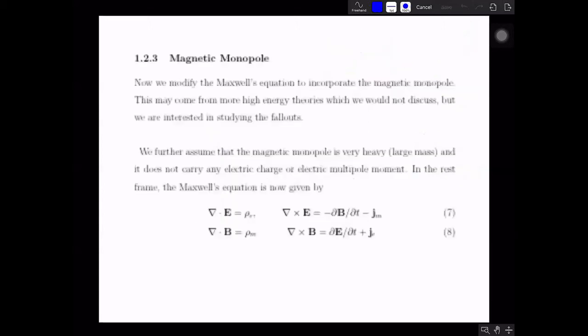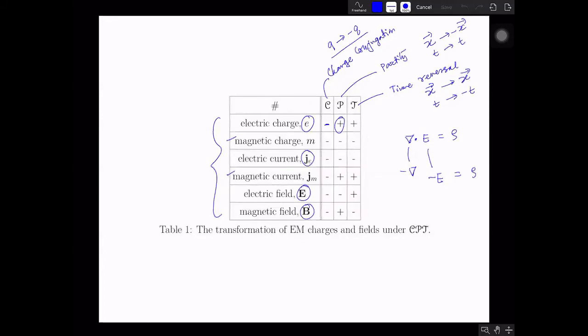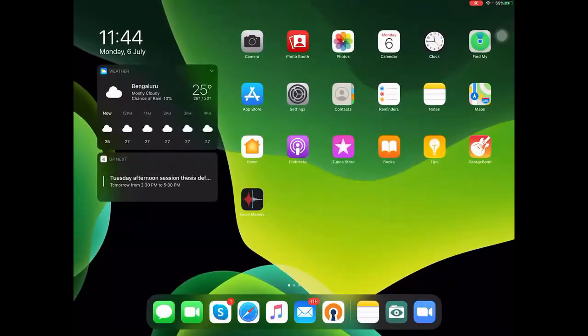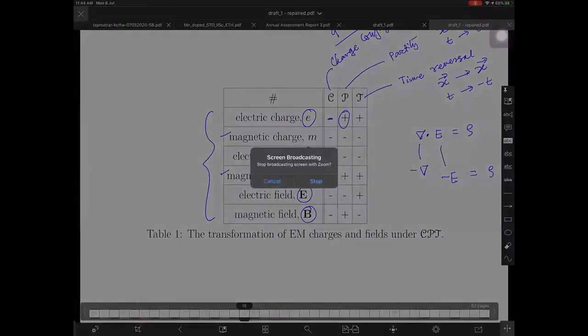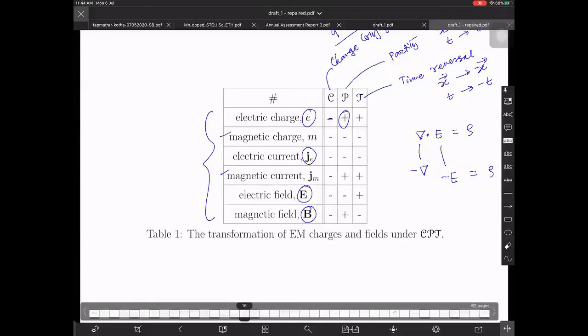Any questions? Okay, good. There are some questions in the chat box again. So let me try to go back to this chat. I don't know why this is opening this. Maybe I can tell you the questions.